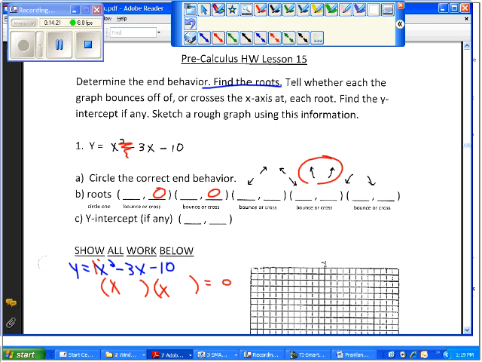Now, if a is 1, we think, what do you multiply to get the c value of negative 10 and add to get the b value of negative 3? And the answer is, well, the factors of 10 are 1 and 10 and 2 and 5.